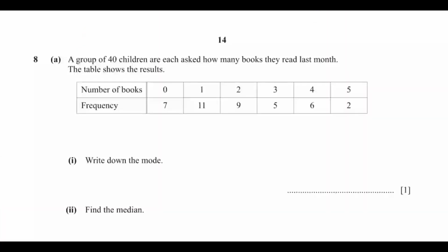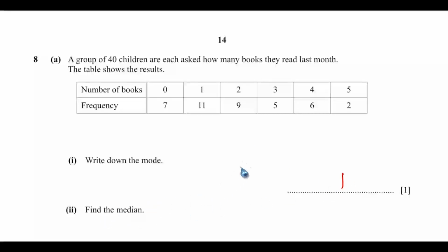So this should be question 8 now. Question 8, a group of 40 children are each asked how many books they read last month. The table shows the results. Write down the mode. So the mode is 1, as it appears 11 times. So the mode is 1.